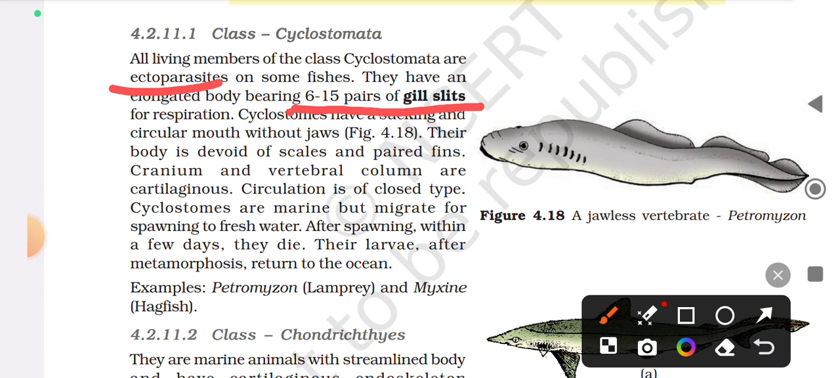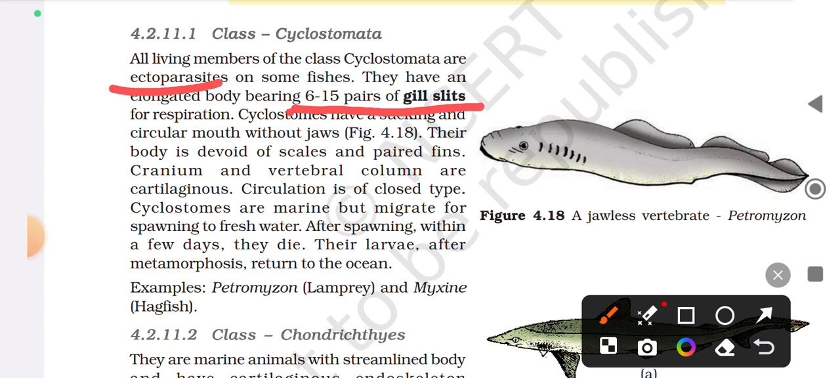This number is very important. If I ask how many gill slits are present in cyclostomata for respiration, and you write 2 to 3 or 2 to 5, it's wrong. You have to learn the number that cyclostomes have 6 to 15 gill slits. Okay, now cyclostomes have sucking circular mouth. I already told you that they are cyclostomes, so they have the circular mouth. Okay, dear students, circular mouth has the sucking apparatus so that they take the food.